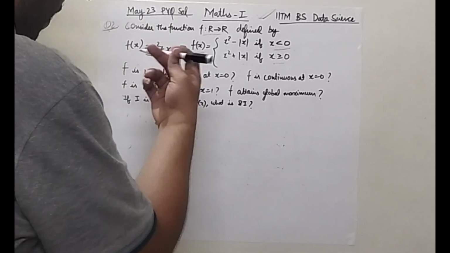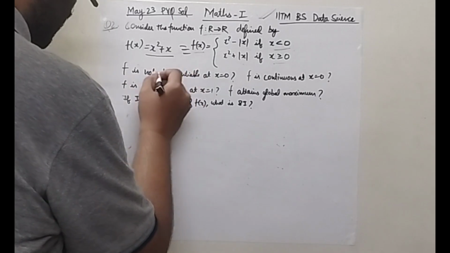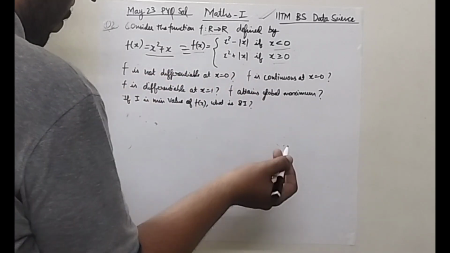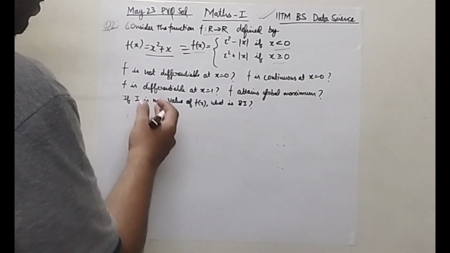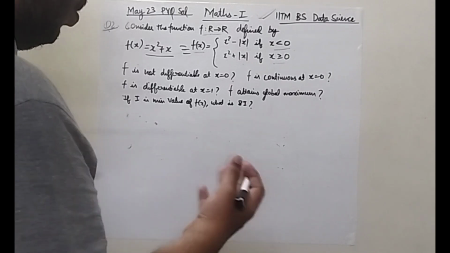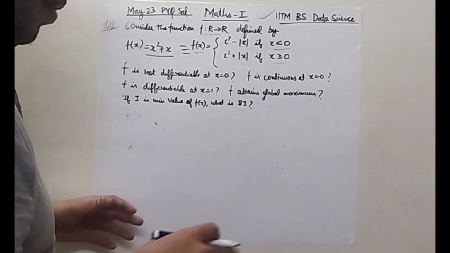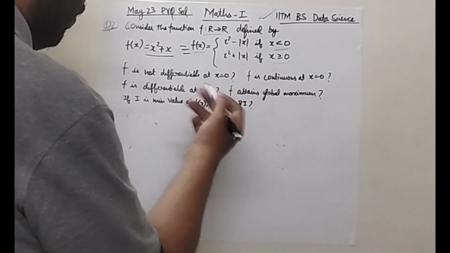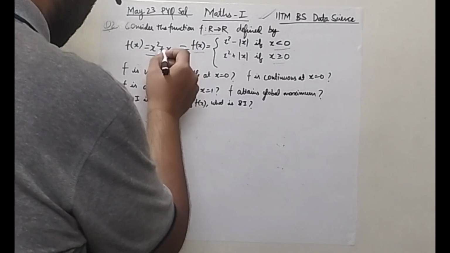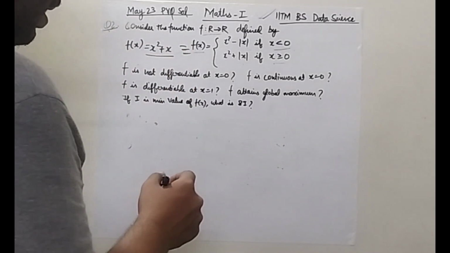Now we have the simplified form. The questions are: is it differentiable at x equals 0, is it continuous at x equals 0, is it differentiable at x equals 1, does it attain a global maximum, and so on. Before that, let's first visualize the function. It is x square plus x.